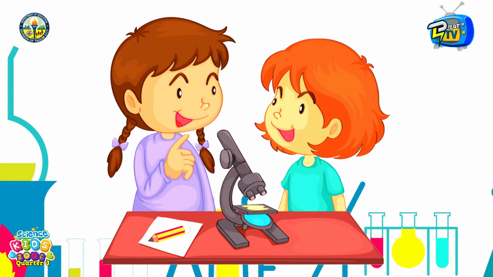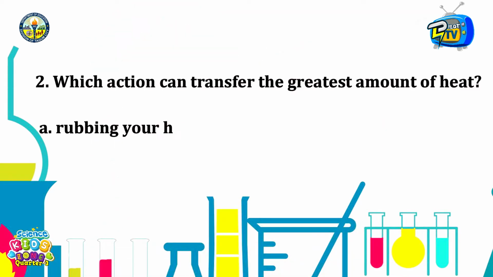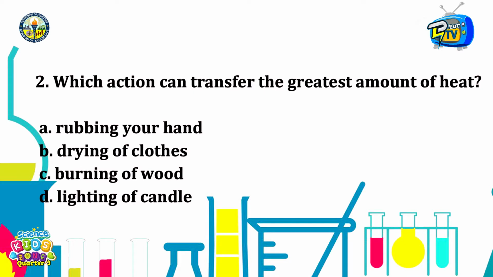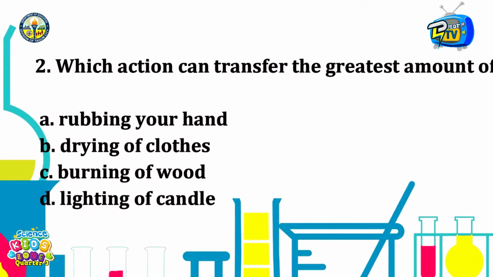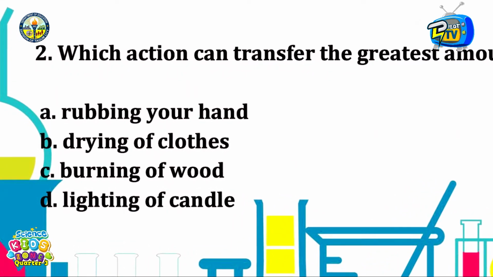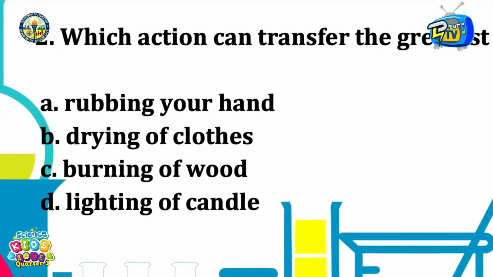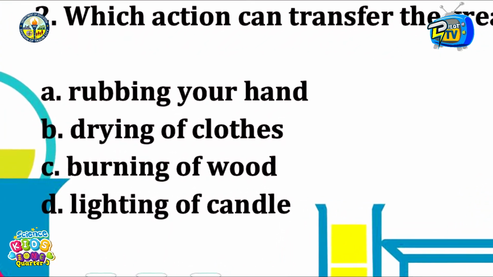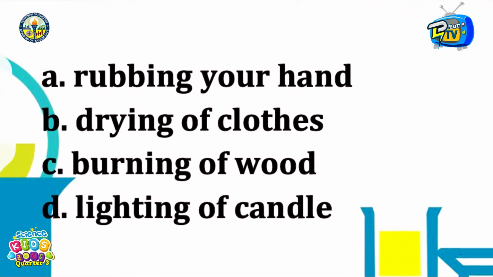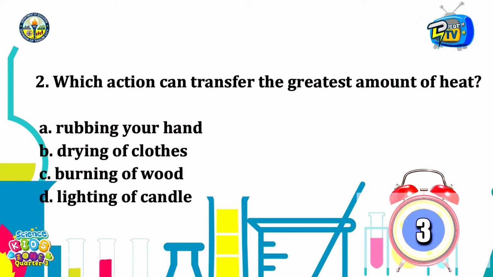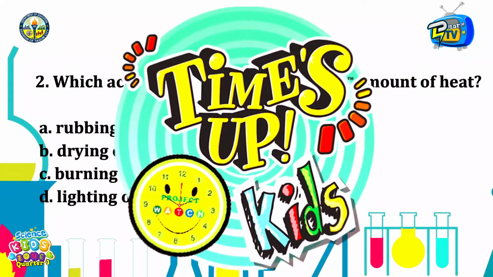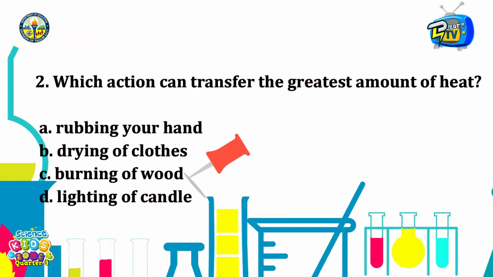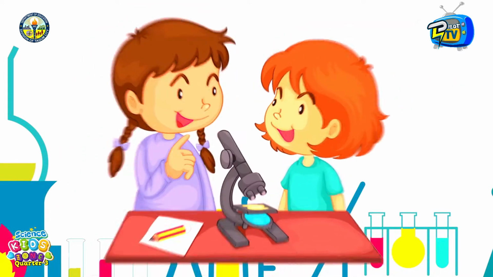Let's proceed to number 2. Number 2. Which action can transfer the greatest amount of heat? A. Rubbing your hand. B. Drying of clothes. C. Burning of wood. D. Lighting of candle. Your timer starts now. Time's up! The correct answer is letter C. Burning of wood.